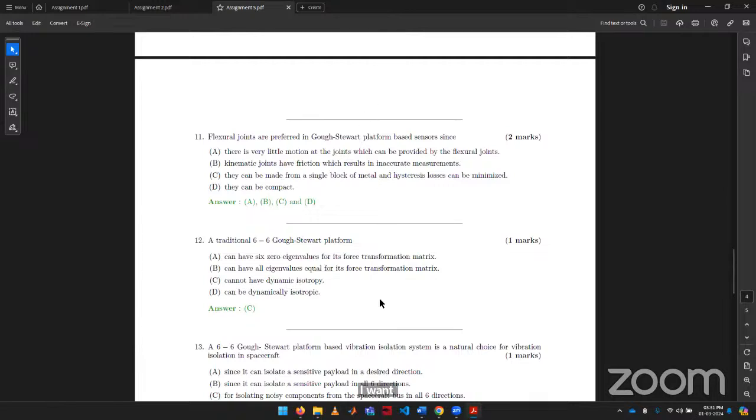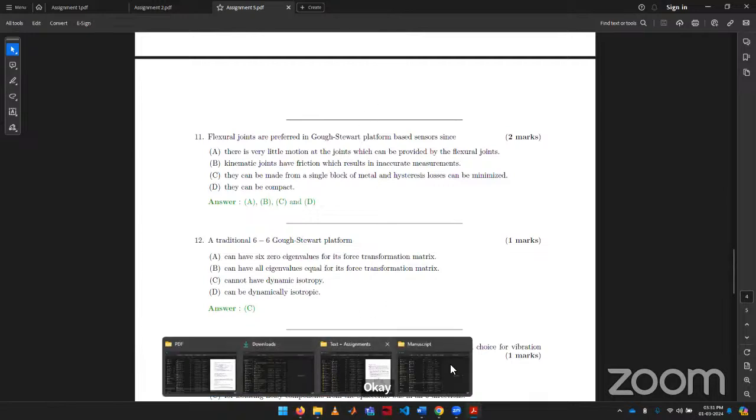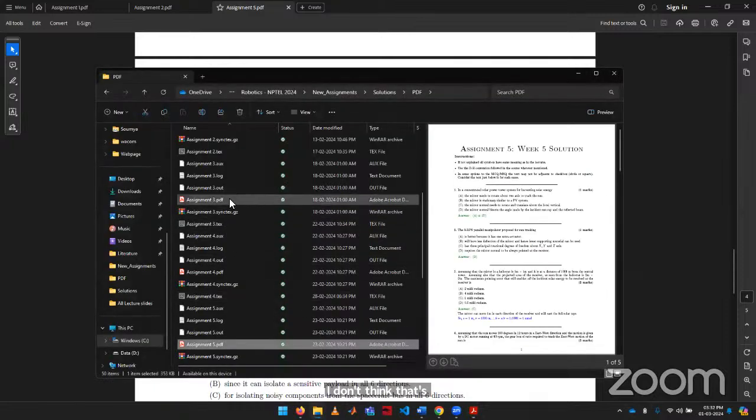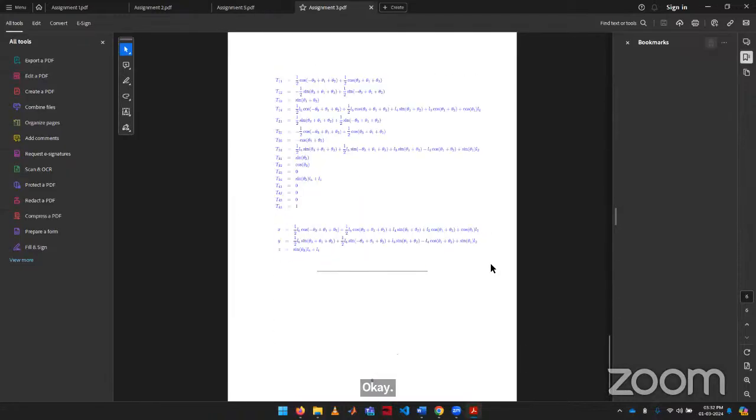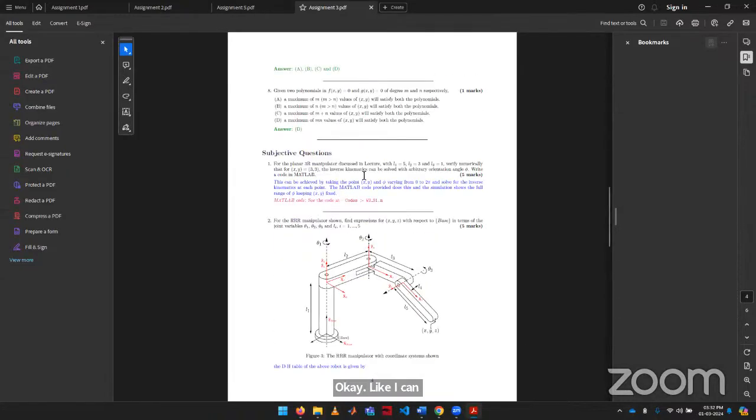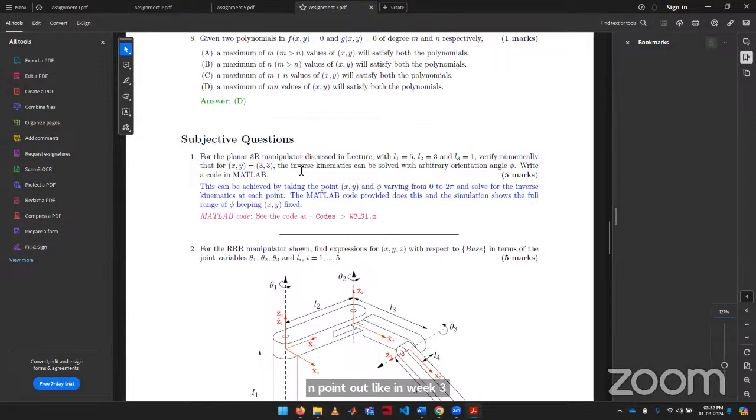I can point out, in week 3, I had corrected all the assignments. So the first question: each and every equation regarding theta 1, theta 2, theta 3 is given in the lecture slide. You just have to use the equations and plot or do something. But people are still using ChatGPT and finding some wrong equations to use.